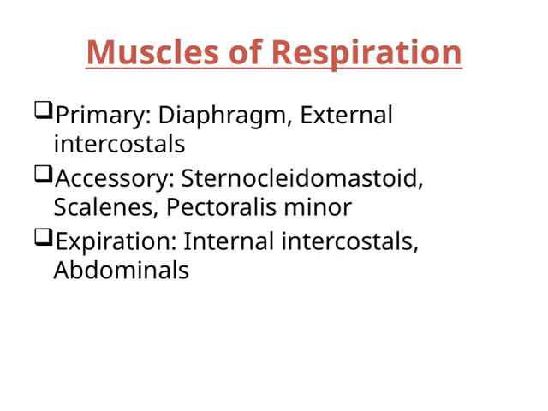On the other hand, during expiration, especially active expiration, the internal intercostals and the abdominal muscles come into play. The internal intercostals help depress the ribs, reducing the thoracic volume, while the abdominals push the diaphragm upward, pushing air out of the lungs.